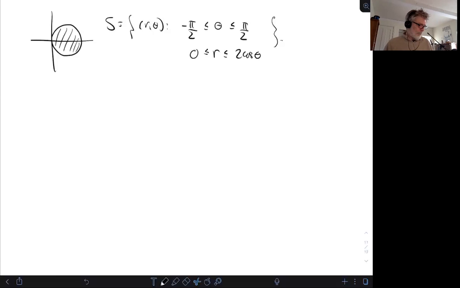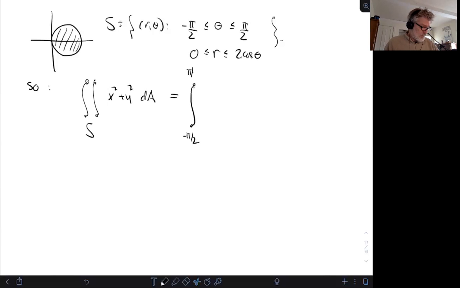Okay, so the double integral over S of x squared plus y squared dA, that's rectangular coordinates. We switch to polar, so this will be the integral from minus pi over 2 to pi over 2, integral 0 to 2 cos theta. Now I substitute every x and y by r cos theta, r sine theta. But what is x squared plus y squared if you do that?